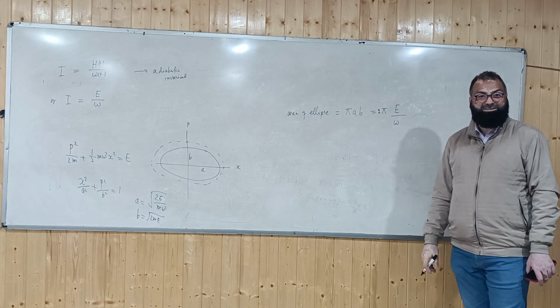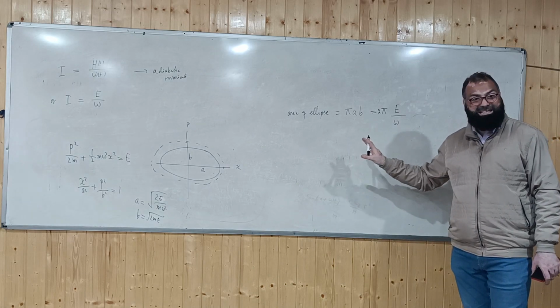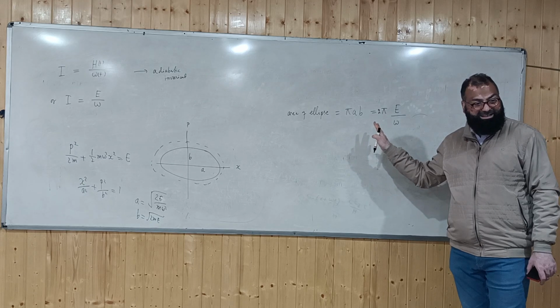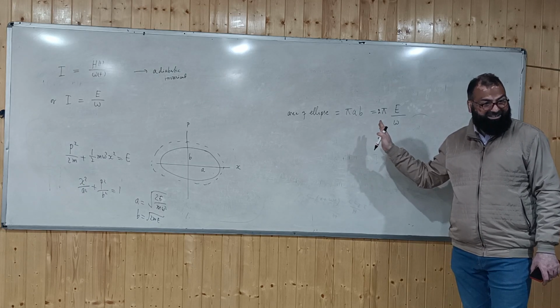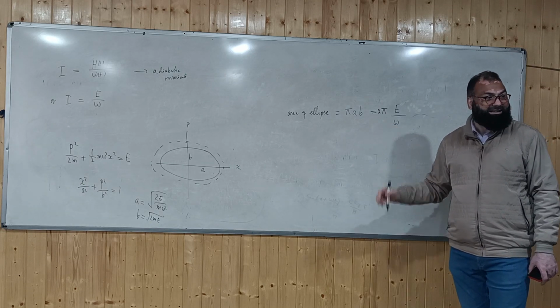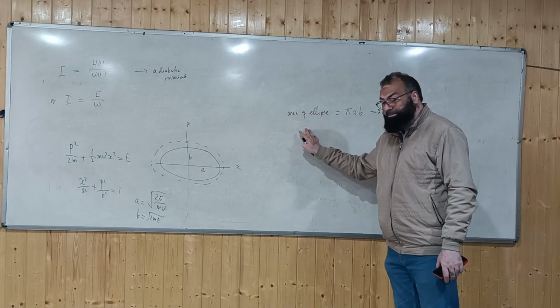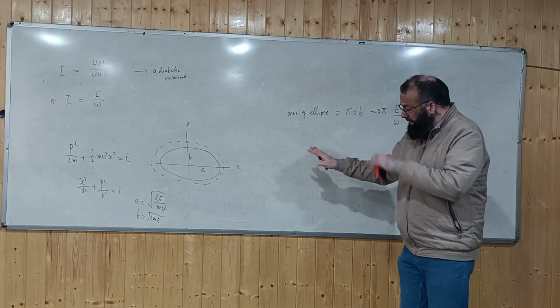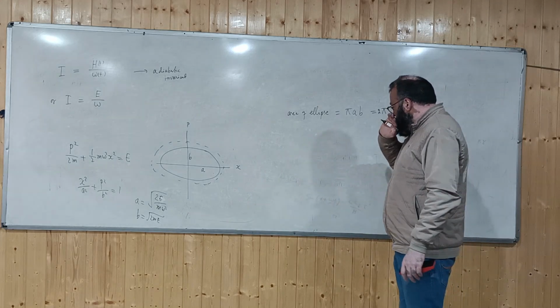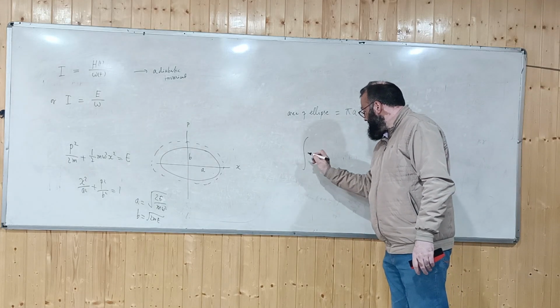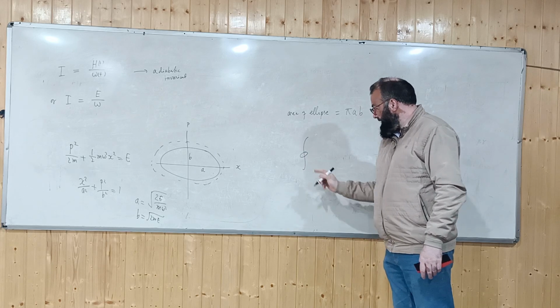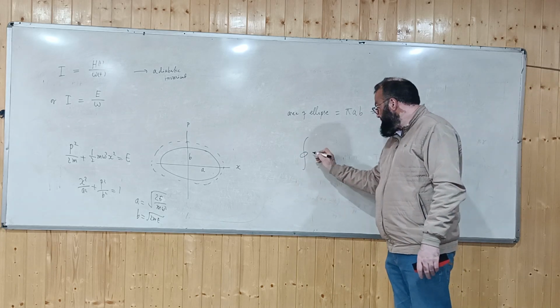Got it? So that means the area under the ellipse is described by this adiabatic invariant. E by omega is the adiabatic invariant quantity. Clear? Now I can write the area of the ellipse as a closed line integral of p dx.